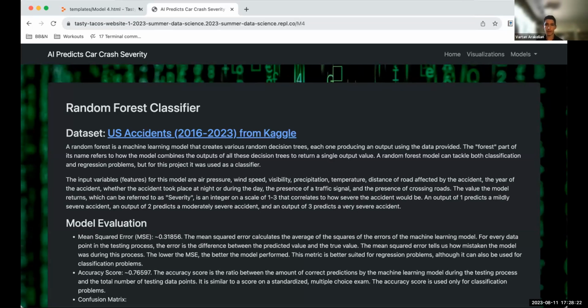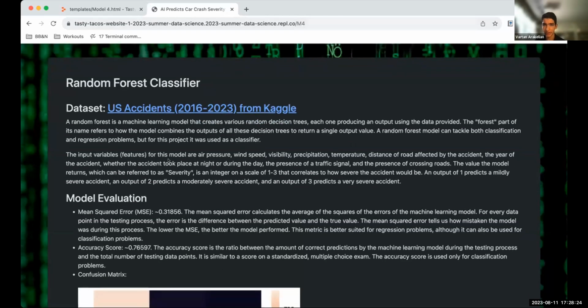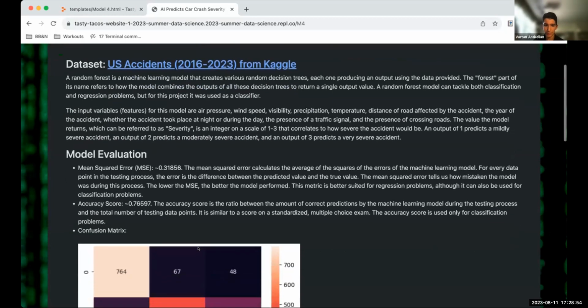And the input variables that the model takes in are air pressure, wind speed, visibility, precipitation, temperature, distance of road affected by the accident, the year the accident took place in, whether the accident took place at night or during the day, the presence of a traffic signal, and the presence of crossing roads. And the machine outputs a severity rating between 1 and 3, with 1 being the least severe and 3 being the most severe. And the model has an accuracy score of about 77%.